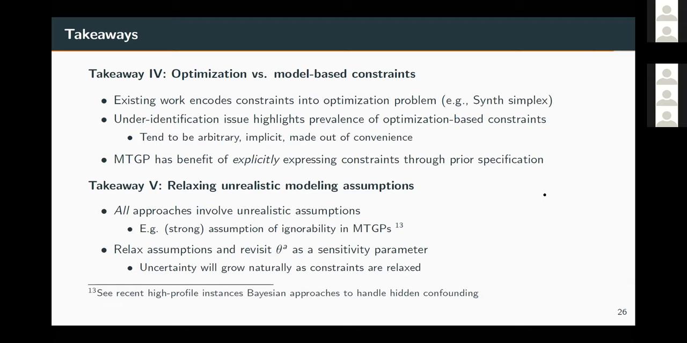Under those ignorability assumptions, I said we could ignore this theta A. Now, if you relax those assumptions, you could view theta A as a sensitivity parameter, and then try to do sensitivity analysis by now accounting for that. And your uncertainty will grow, but that's good, because we want to be conservative rather than too liberal with the estimates that our model is outputting.